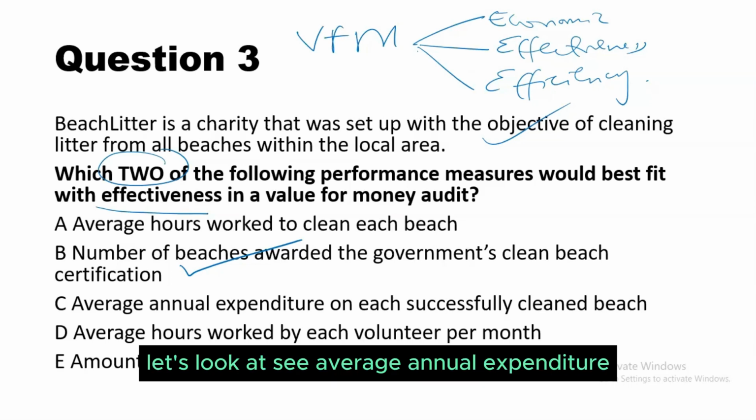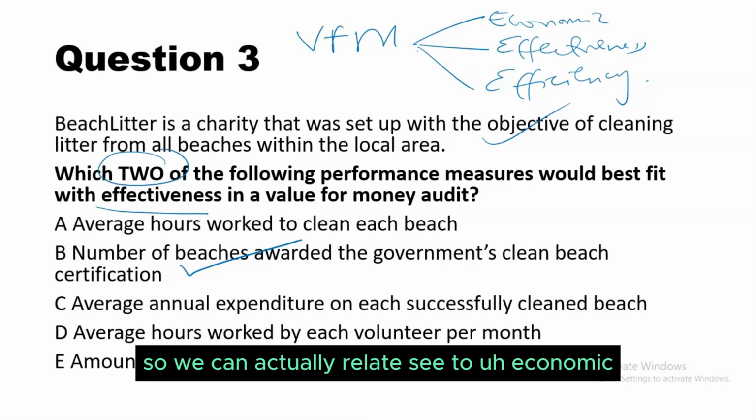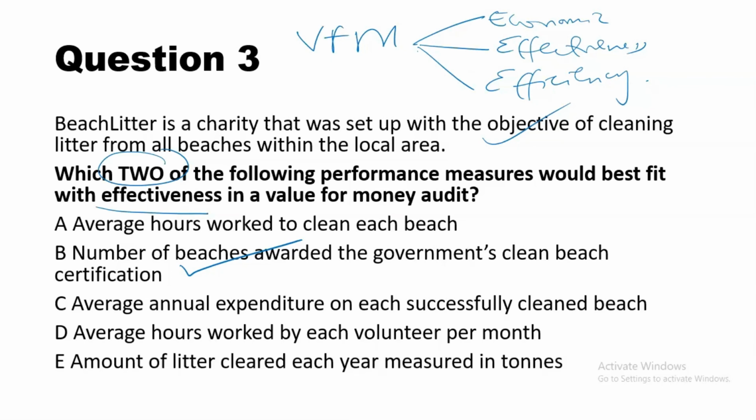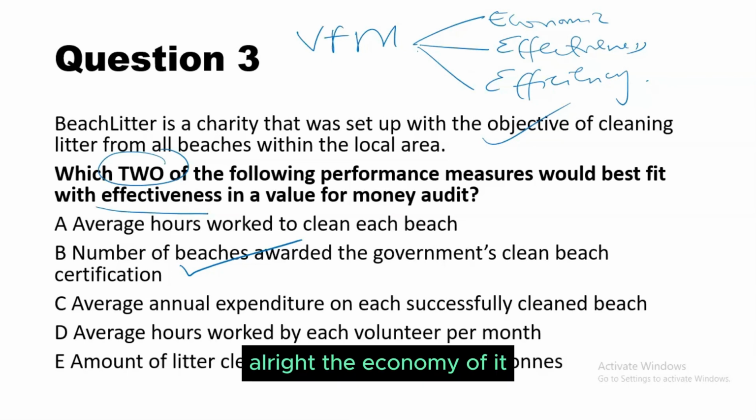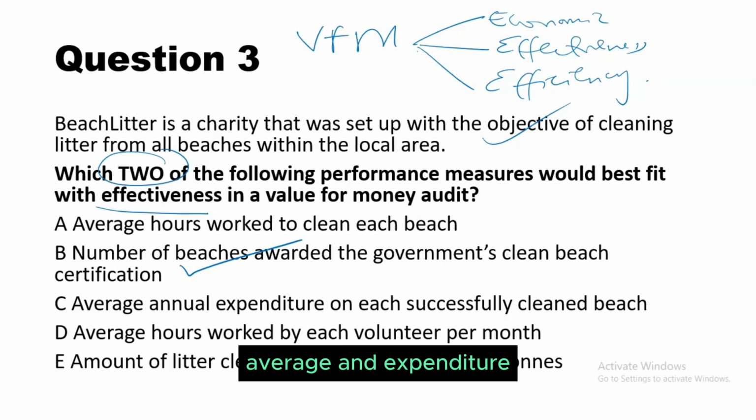Let's look at C. Average annual expenditure on each successfully cleaned beach. Does that talk of the product? This one is just speaking of the cost. So we can actually relate C to economy, the economy of it. Average annual expenditure.